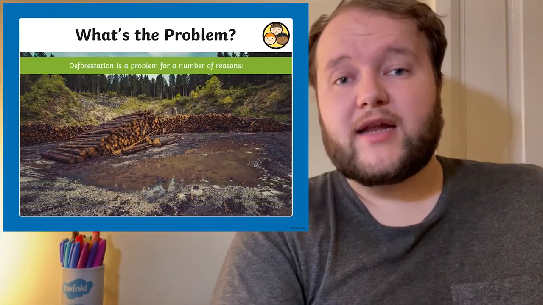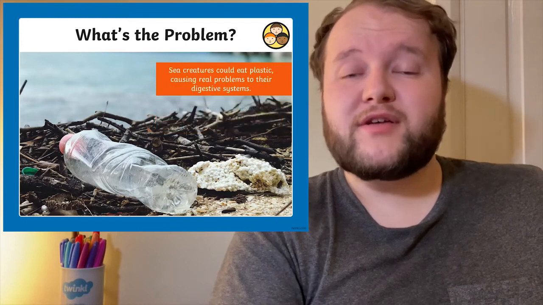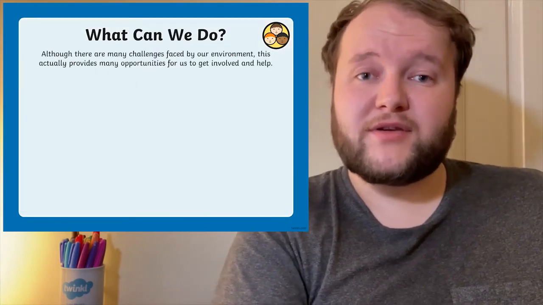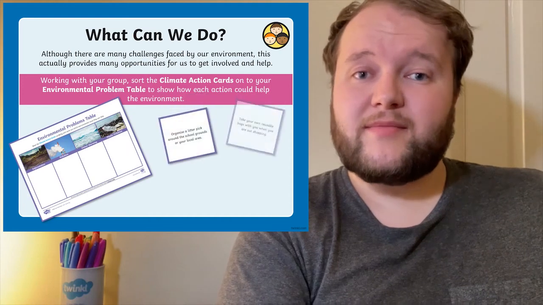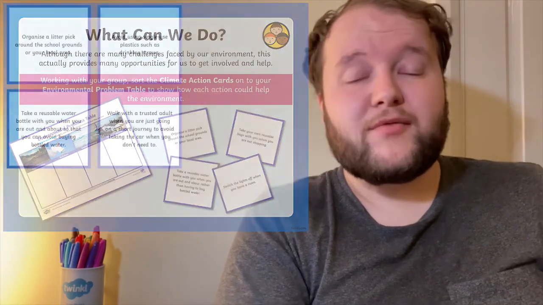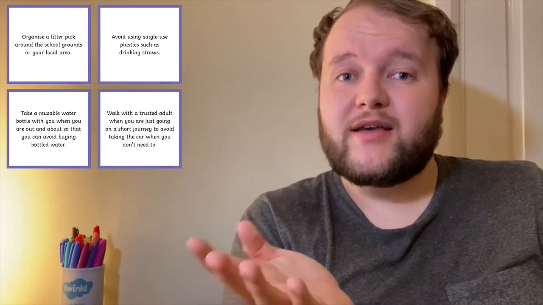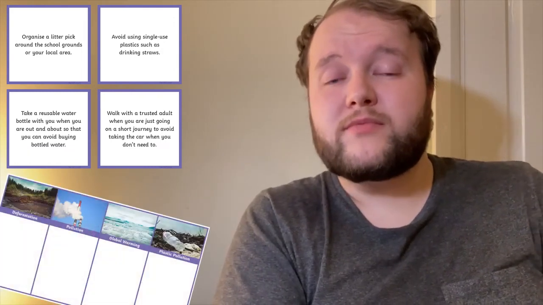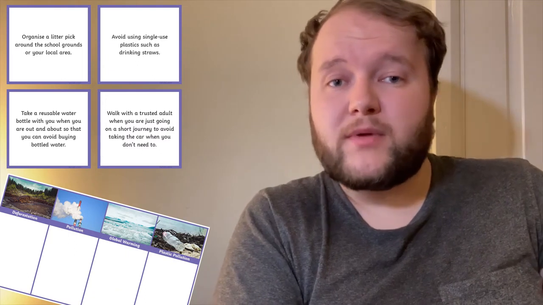The lesson presentation included in the lesson pack is really useful as it helps to explain some of today's environmental issues in a child-friendly way, like deforestation and plastic pollution. It then goes on to explain some of the activities they'll be doing as part of the lesson, making this presentation really useful to help guide your child's learning. Work through the included activities with your learners, like these climate action cards. Can they sort these into the environmental problems table? Which environmental problem is solved by which climate action?